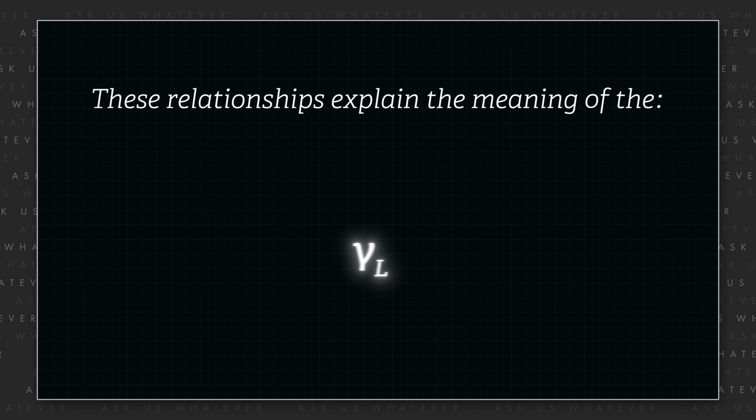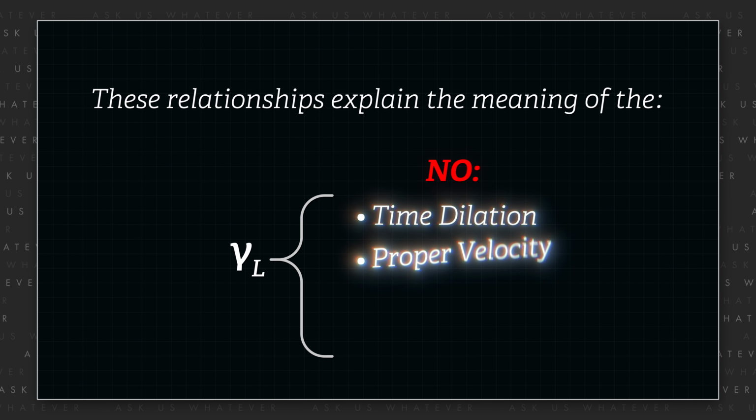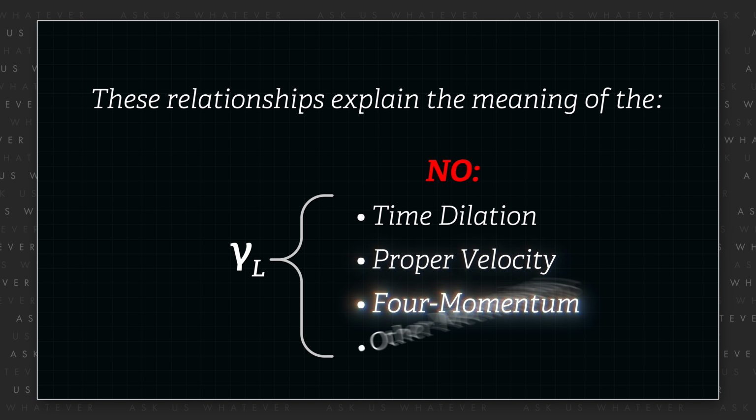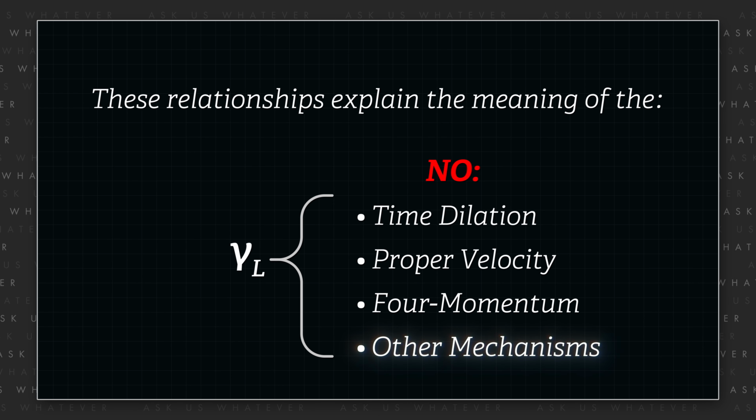College physics textbooks will take it about this far, but there's some fascinating hidden relationships in the geometry that are rarely discussed, and I want to show those to you. These relationships explain the meaning of the gamma factor without invoking time dilation or proper velocity or four-momentum or other mechanisms that I believe reveal fundamental misunderstandings of the real relationships in the energy momentum formula.